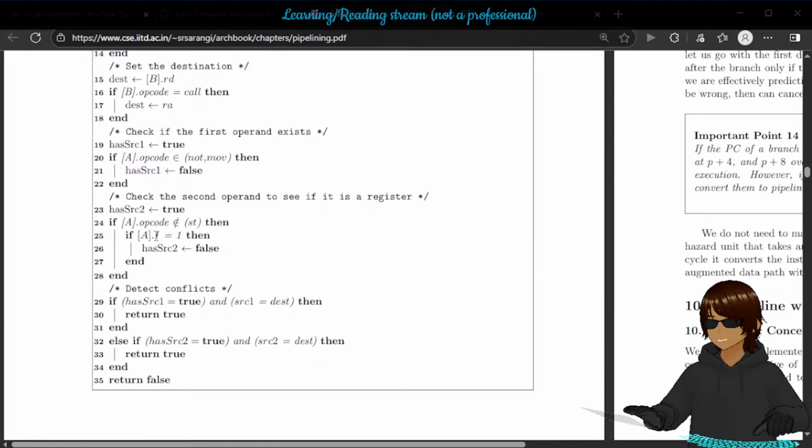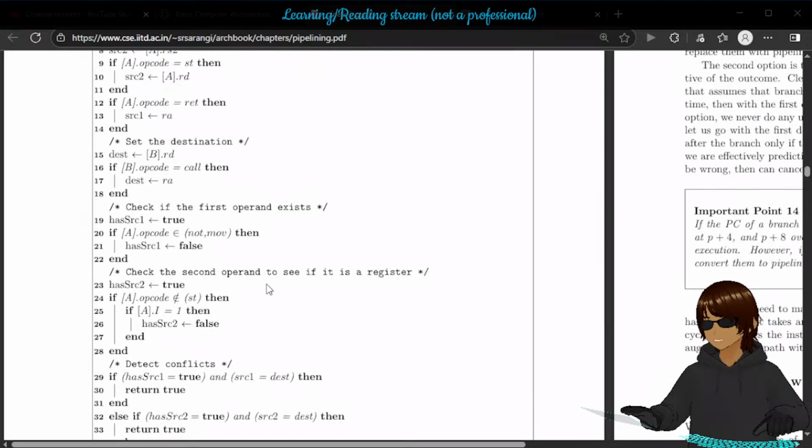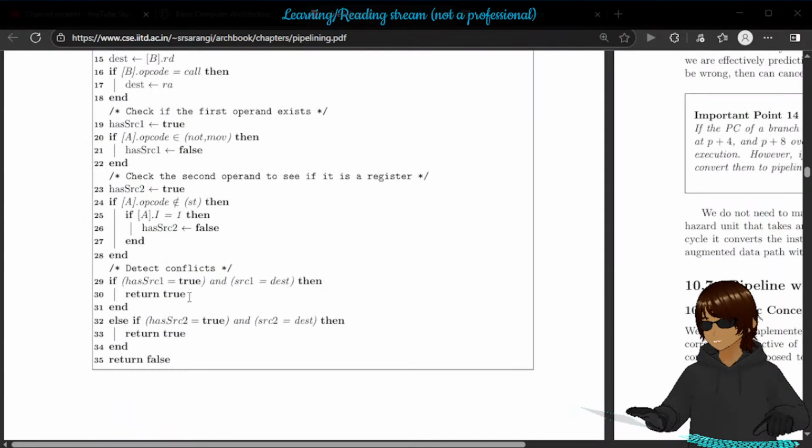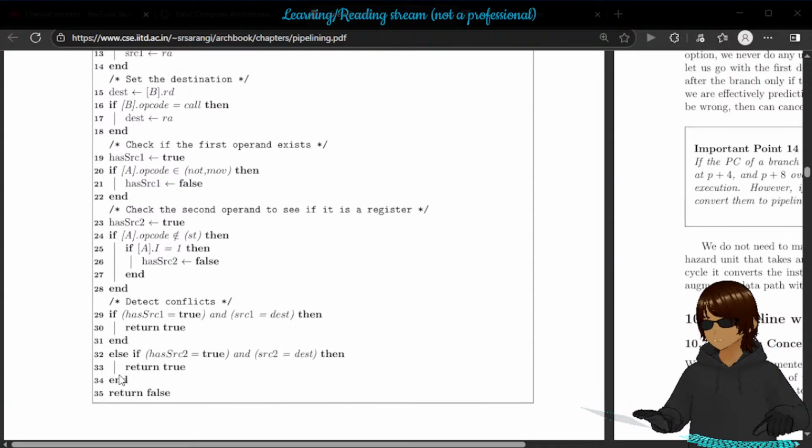Also, in this pseudocode, is it not possible to use an AND operator? Oh no, we can. They should have used AND over here. If has source 1 is true and source 1 is the destination, then yes, there's a conflict. If has source 2 is true and source 2 is the destination, then yes, we have a conflict. Otherwise, we don't.